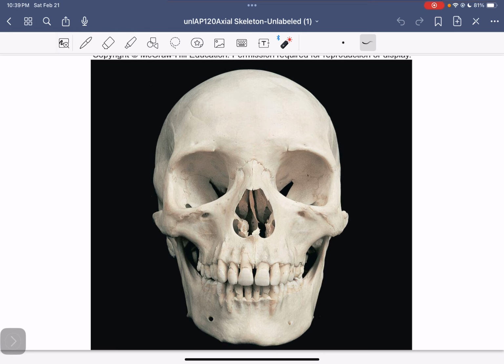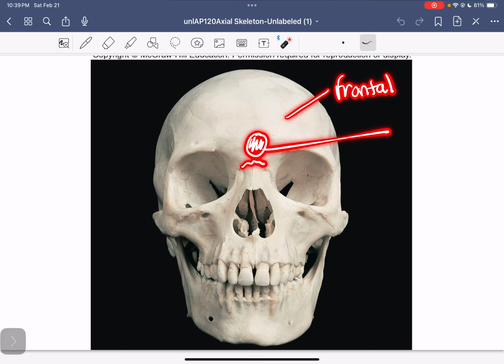All right, we're going to start off with the first bone, which is the frontal bone. We know that the frontal bone has this specific point here that is right above this suture. This is called your glabella. This is the anterior-most point.